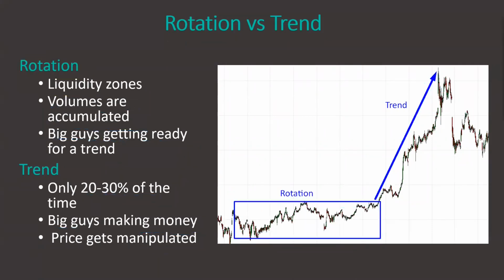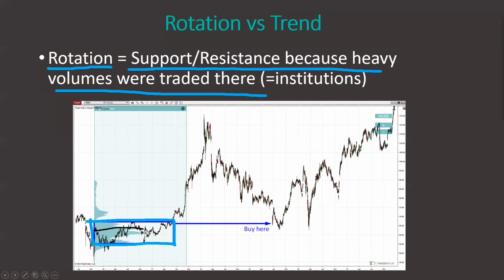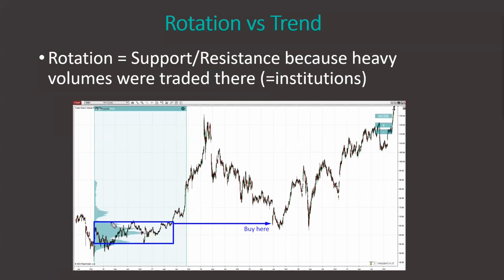Now, why I'm talking about this is that rotation zones act as strong support and resistances because heavy volumes were traded in those rotations. So if you look at this picture, there is a rotation right there. And what I did is that I printed volume profile here. Volume profile is a tool that shows volumes traded at each price, right? So the wider the volume profile is, like for example in here, the heavier volumes were traded at this place. As you can see, the volume profile shows that in that rotation, heavy volumes were accumulated.